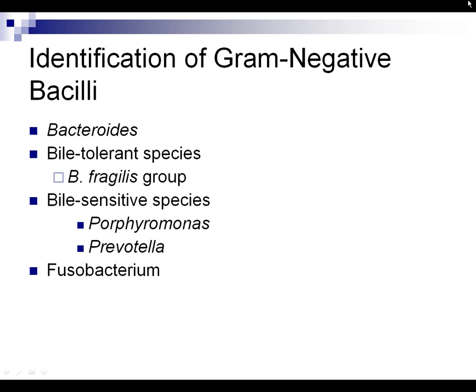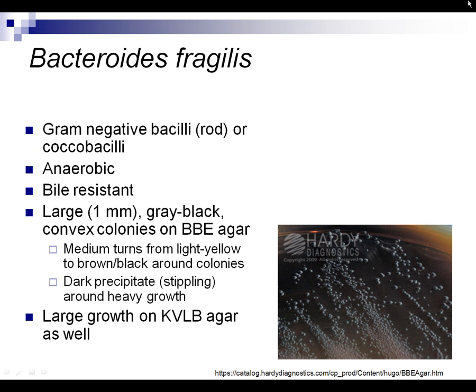Gram-negative rods, that's going to be your Bacteroides species, and your number one pathogen here is going to be Bacteroides fragilis, and we can spot him because he is bile tolerant. He's able to grow in the presence of bile, so we use BBE agar to selectively grow him. He can also grow very large on KVLB agar as well, so he'll be black on BBE and he'll grow on KVLB, gram-negative bacilli.